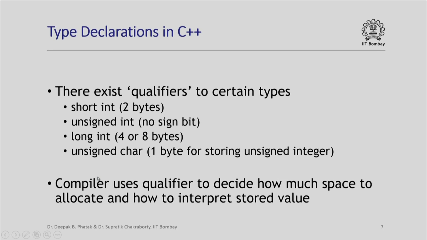So, the compiler uses the qualifiers that you can give to types. For example, int is the type and short is the qualifier; char is the type and unsigned is the qualifier. The compiler uses this qualifier information to decide how much space to allocate for a variable and how to interpret the stored values. Now, types are important, and similarly names are important not only for variables, but also for functions in a program.